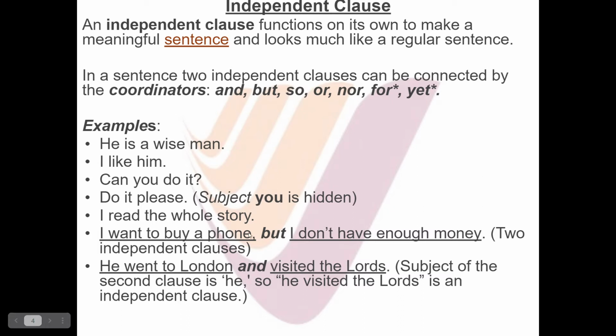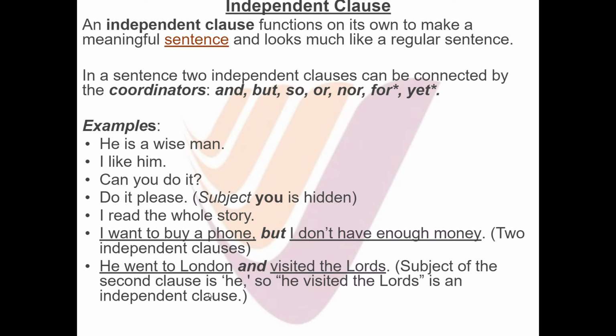I want to buy a phone, but I don't have enough money. Here it contains two independent clauses. You see, without but, if you divide them into two parts, each has a meaningful sentence. I want to buy a phone. I don't have enough money. Are they meaningful? They are.